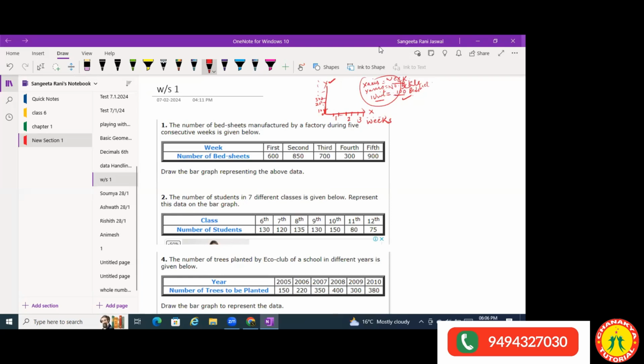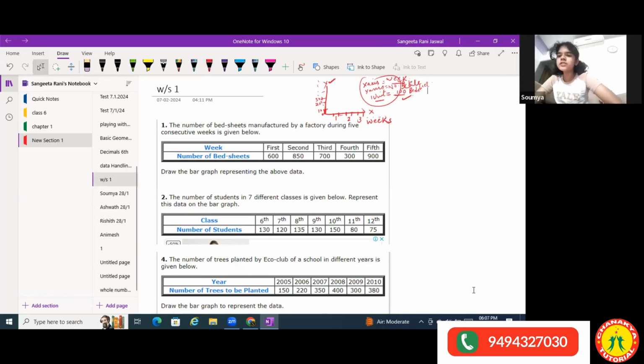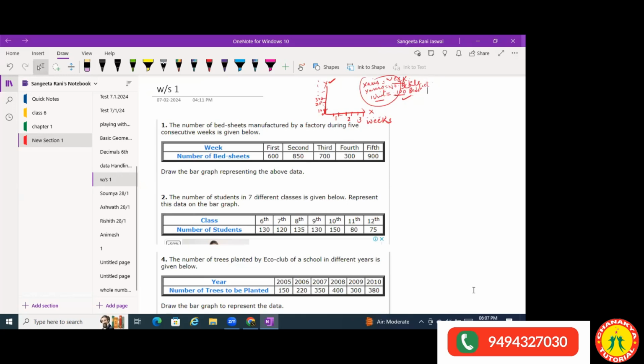Those who have done the first one, please move on to the next. Okay, now Soumya, you read this question number 2. Yes, ma'am. The number of students in 7 different classes is given below. Represent this data on the bar graph.